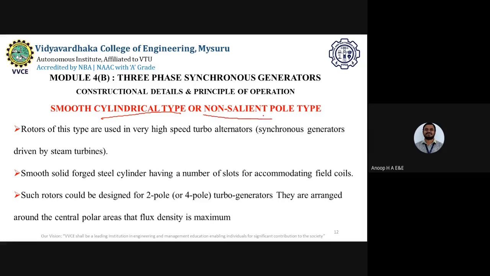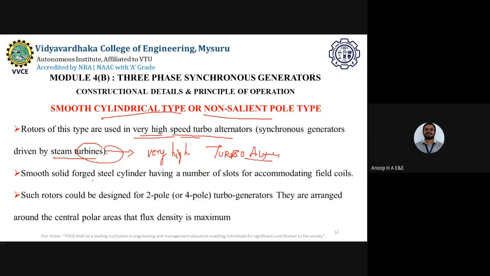Next, moving on to the second type of construction, that is the smooth cylindrical type, or we call it the non-salient pole type or non-projecting pole type arrangement. As we discussed in the last slides with respect to the high speed and low speed, here we are going to have very high speed turbo alternators, and it is driven by steam turbines. Steam turbines are quite commonly used for high speed alternators, or we call them turbo alternators.